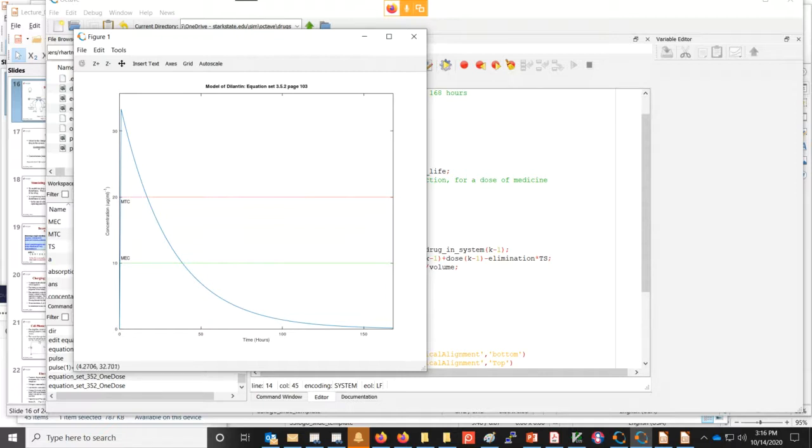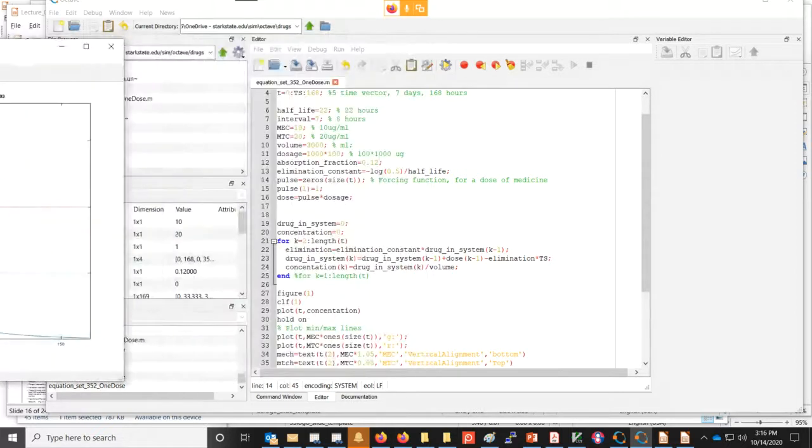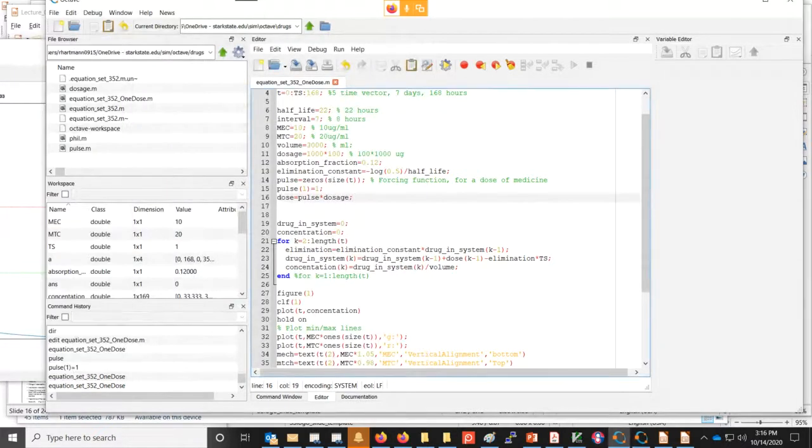This dose went way over the maximum therapeutic concentration, right? Or the minimum toxic concentration, whichever you want to call that one. All right, so I got way too much of this drug. Well, the problem is actually I forgot about the absorption factor.